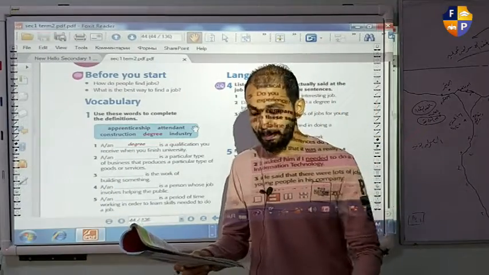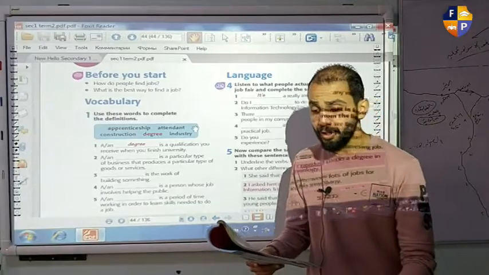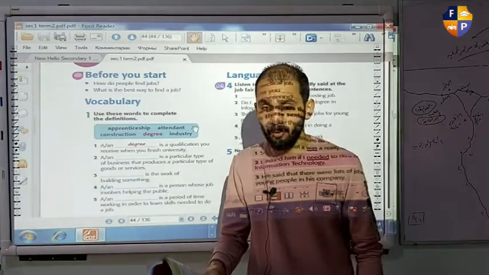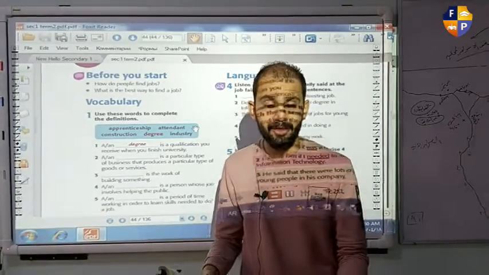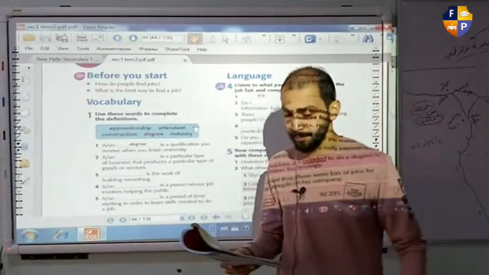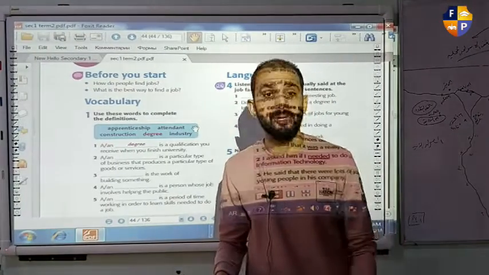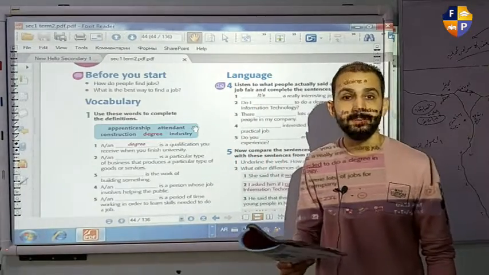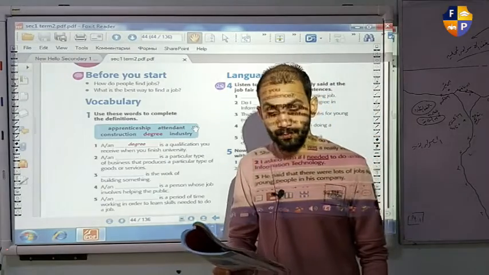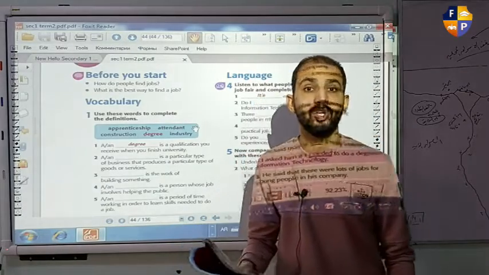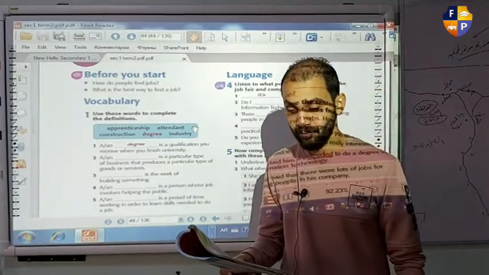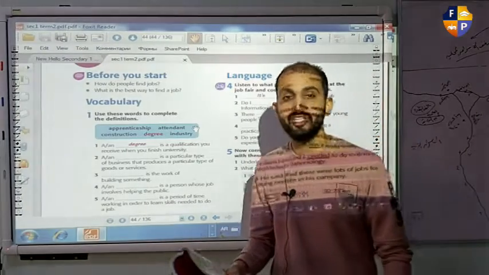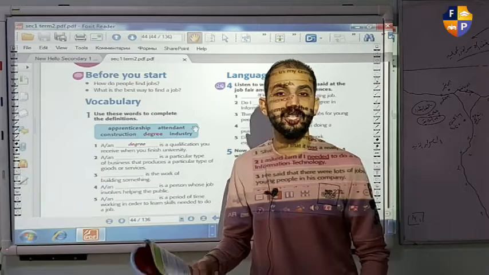Okay, exercise number 1 in page number 44. Use these words to complete the definitions. So we have here 5 words. Let's match each word with its definition. Now, the words are: 1. apprenticeship, 2. attendant, 3. construction, 4. degree, 5. industry.